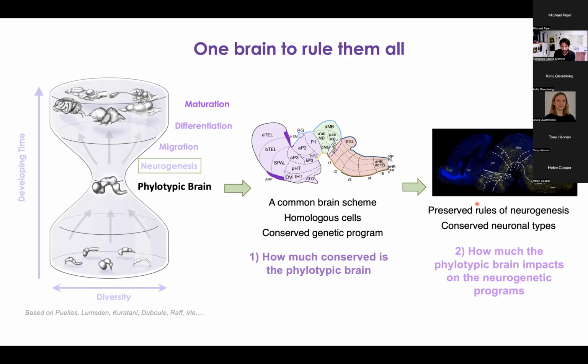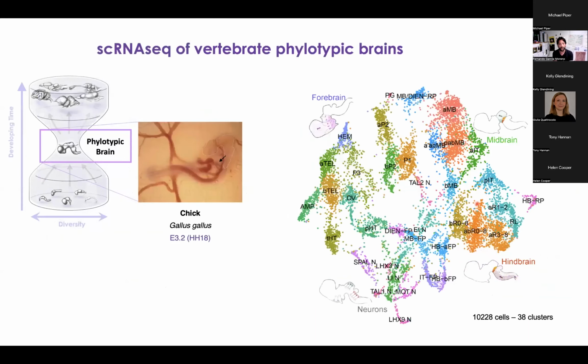For the first part, how much conserved is the phylotypic brain, we resort to single-cell RNA sequencing. So we extract the phylotypic brain of different species. This is just one example of the chick brain, which is our preferred model in the lab, at very early stages: 3.2 days of incubation, when organogenesis has ended in these animals. We dissect the brain out and we perform single-cell RNA sequencing.